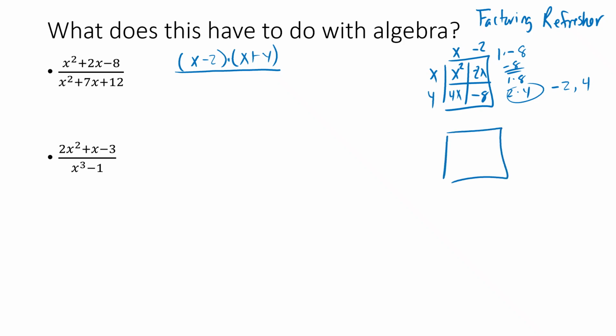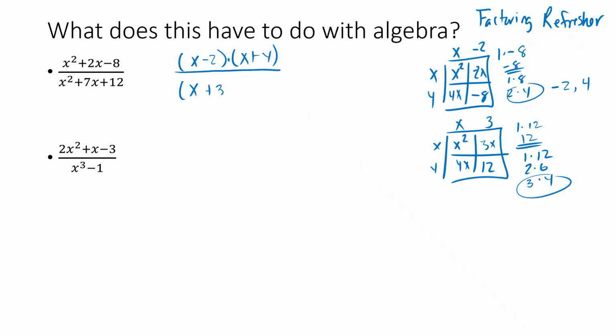Looking at the second problem, we've got x squared, we've got 12. 1 times 12 is 12. That's a boring one. And factors of 12, 1 times 12, 2 times 6, and 3 times 4. We're looking for the pair that adds up to 7. So we want a 3x and a 4x. That'll be x times x, 3, 4. And so I have x plus 3 over x plus 4.